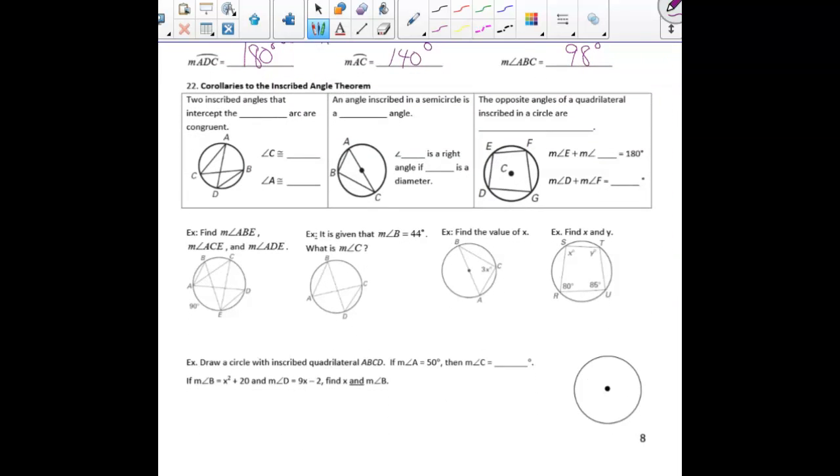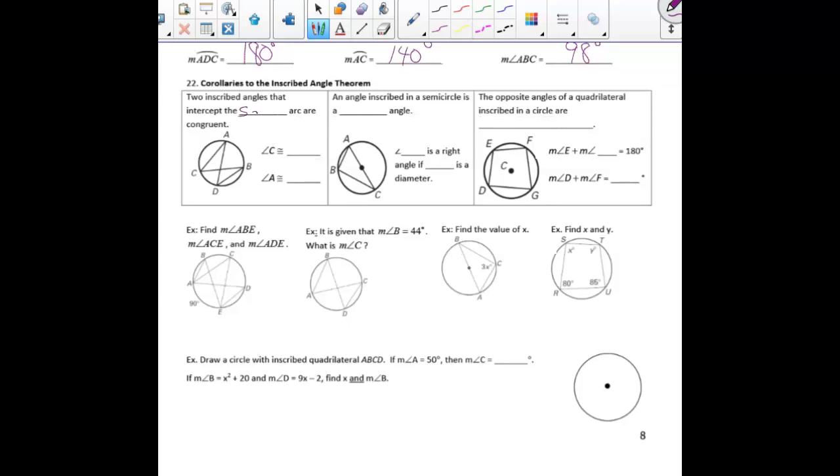Now we have a couple of corollaries to go with this theorem. Two inscribed angles that intercept the same arc are congruent. So here we have arc AB. Well, here the intercepted arc is AB. The inscribed angle is angle C. So here's the arc. Angle D is formed by the same arc. Okay? So angle C is congruent to angle D.